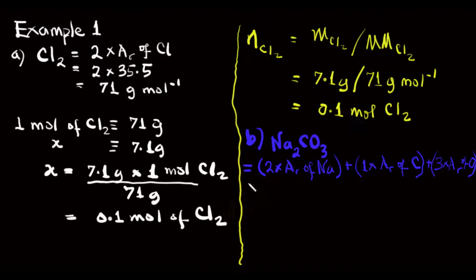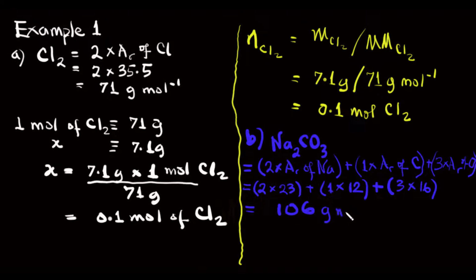The relative atomic mass of sodium, as given in the question, is 23. 2 times 23 plus 1 times relative atomic mass of carbon, as given in the question, is 12. And relative atomic mass of oxygen, as given in the question, is 16. So if we evaluate this, we get 106 grams per mole.